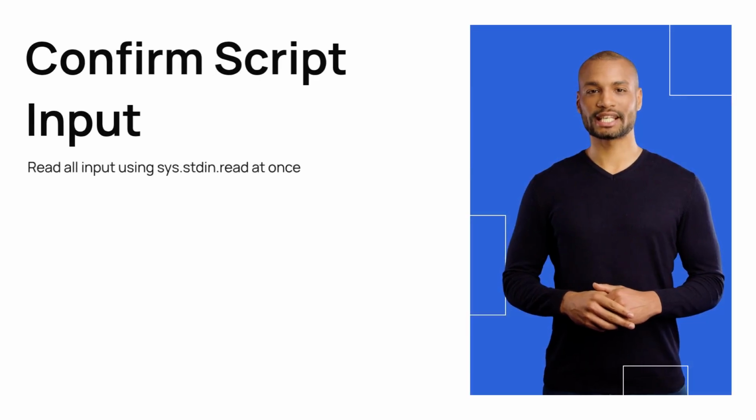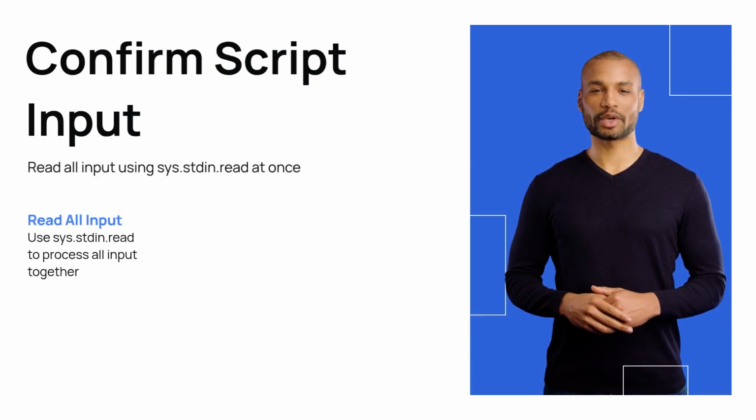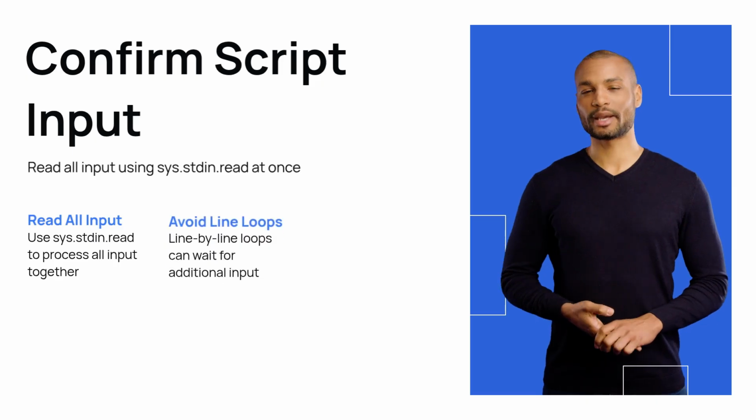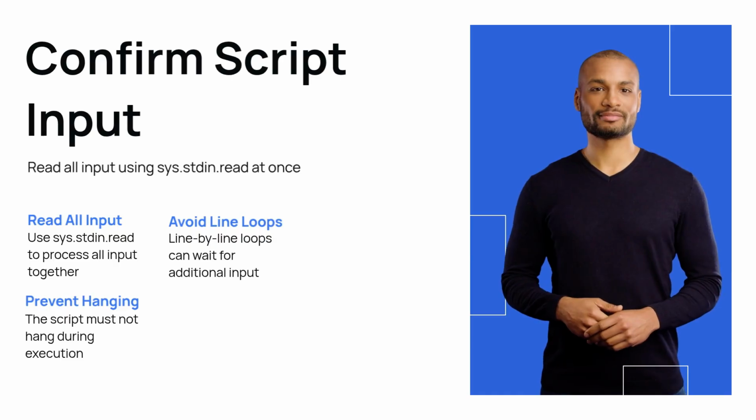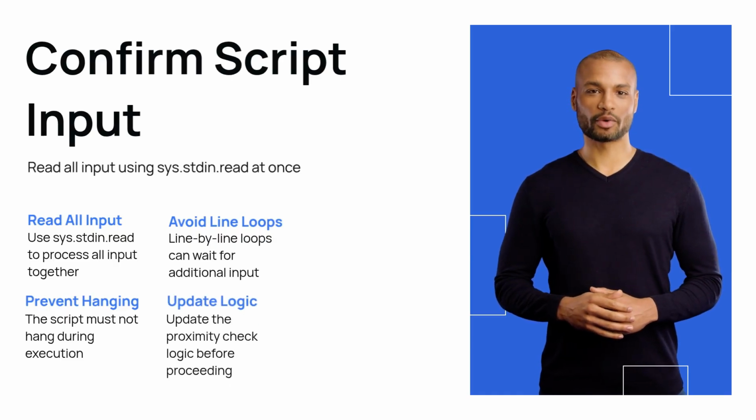Read all input using sys.stdin.read at once. Use sys.stdin.read to process all input together. Line-by-line loops can wait for additional input. The script must not hang during execution. Update the proximity check logic before proceeding.